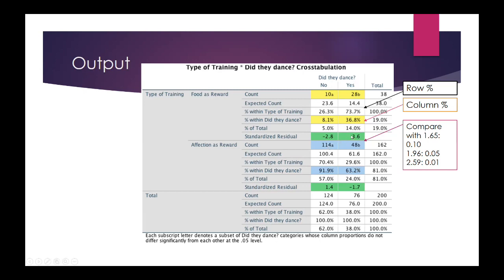Use caution when interpreting these, though. Just because this value is smaller than this value, it does not necessarily mean affection as a reward was the better group. Again, we have to go back to our standardized residuals. We can see significance here, but we do not see significance here. On top of that, this residual is negative, meaning even though a higher percent of the sample danced with affection as reward, it really was significantly lower than what was expected based on the model. So when you're interpreting, make sure you're looking at the standardized residuals first before you look at these percentages, because they could mislead you.